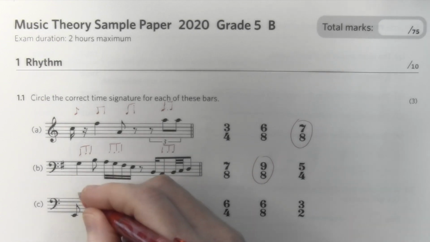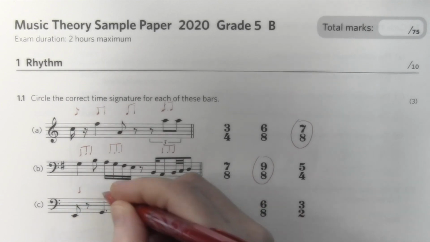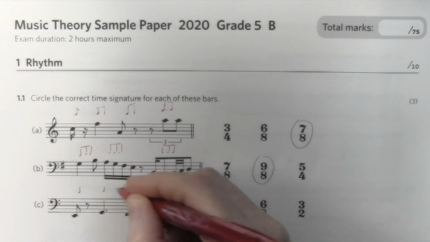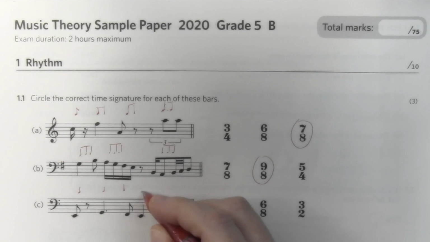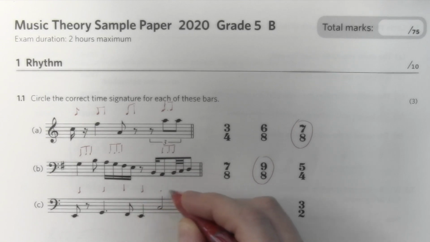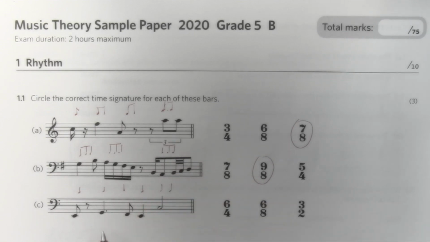So let's have a look. We have one crotchet, two other crotchets here, they are together, another crotchet, another two crotchets. So let's find out how many crotchets we have. 2, 4, 6. So it could be 6/4 or 3/2, because there are 3 minims. It depends on the grouping.